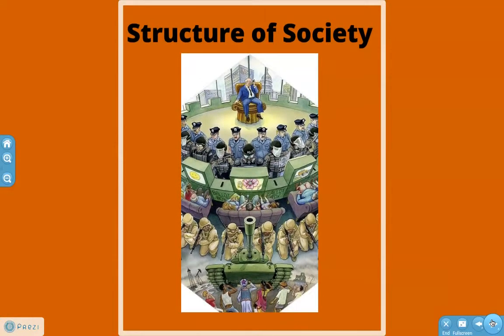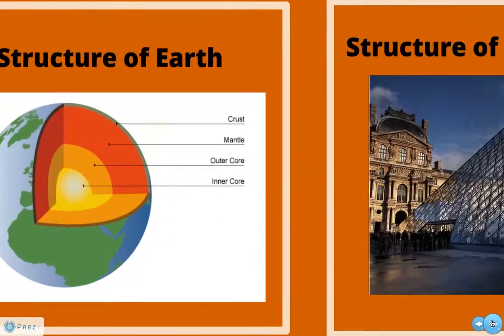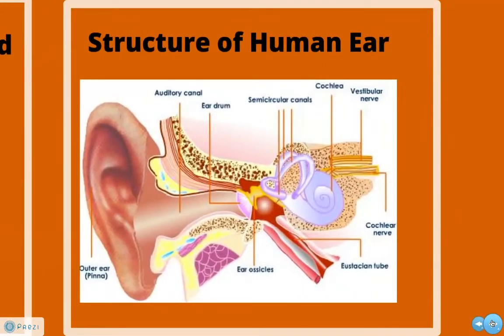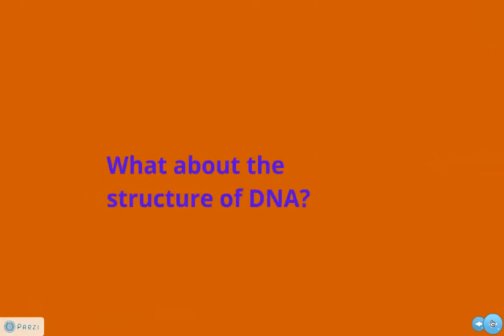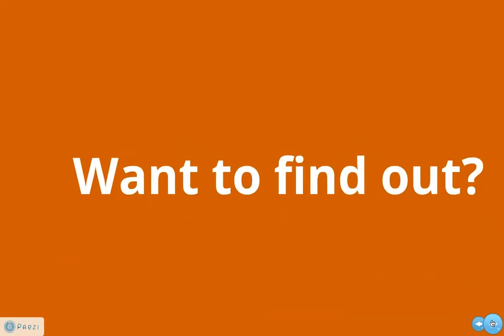This is the structure of our modern society. Structure of the Earth, structure of the Louvre Pyramid, structure of our human ear. And now, what about the structure of DNA? Do you want to find out?